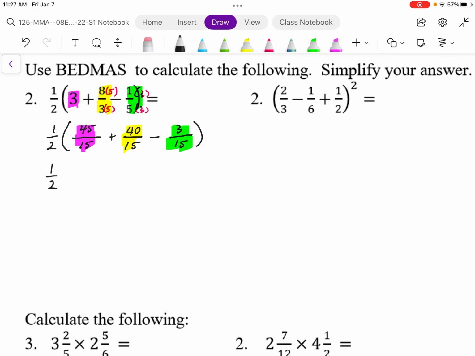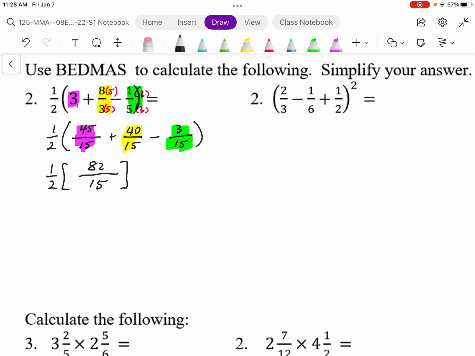I'm going to now add the fractions together. So I keep my denominator of 15. I add 45 plus 40 minus 3. That gives me 82. Okay, and 82 and 15 don't share any common factors. However, 82 and 2 share common factors.